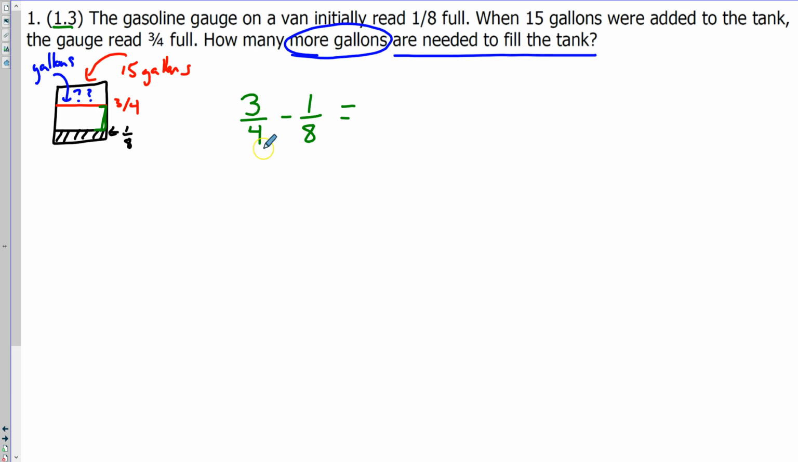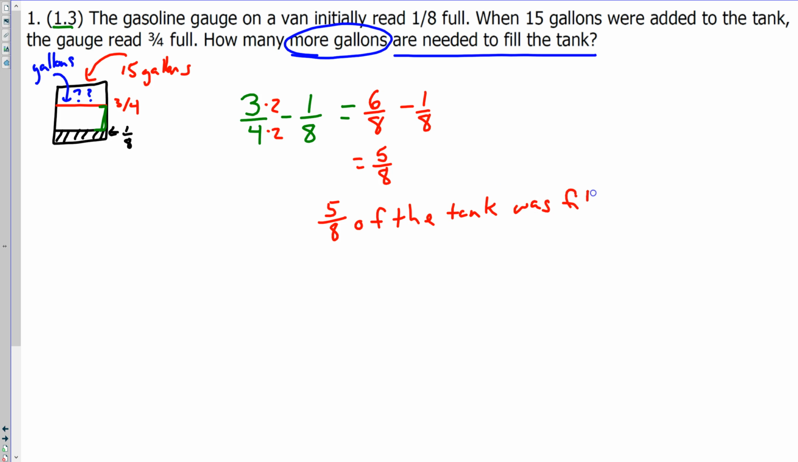I can really easily make 3/4 into eighths by multiplying the top and the bottom of my fraction by 2. By doing that, I'm going to get the equivalent fraction, but with that common denominator of eighths. It's 6/8. So 6/8 minus 1/8, 6 minus 1, that leaves me with 5/8. That was how much our gas tank changed by adding those 15 gallons. So we know that 5/8 of the tank was filled by 15 gallons.